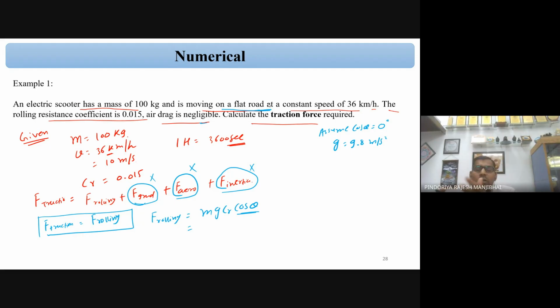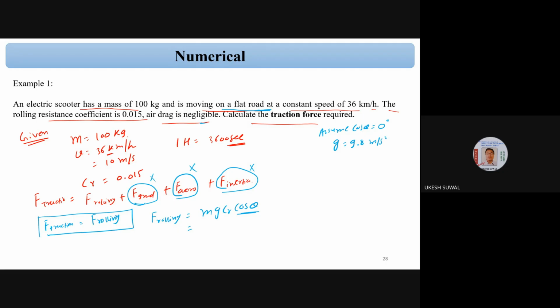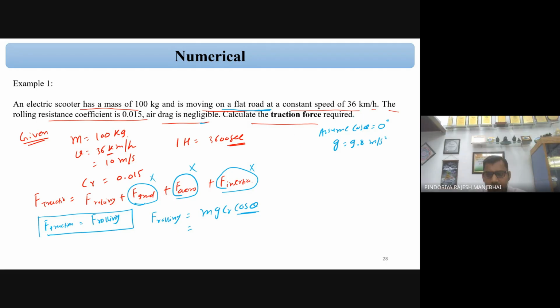So theta equals 0, not cos theta. Theta is 0 degree, and cos 0 degree is equal to 1, correct? So that is 1, and G is the gravitation, 9.8 meter per second square.